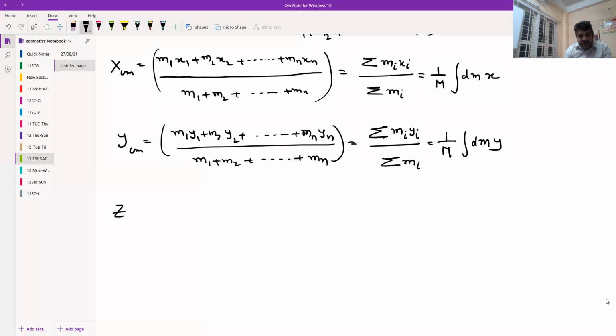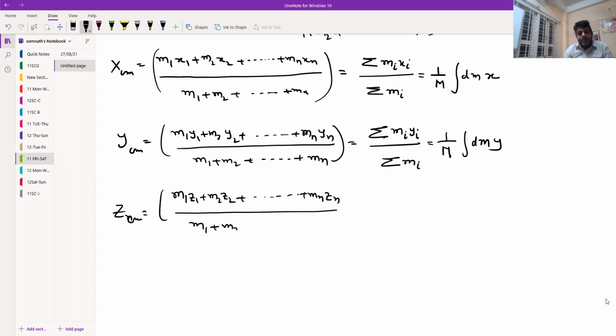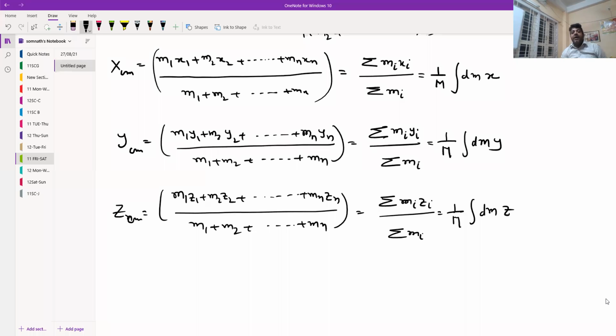Similarly, if you want to write the z center of mass, so we can write m1 z1, m2 z2, dot dot dot, mn zn by m1 plus m2, dot dot dot, mn, that is summation mi zi by summation mi, that is 1 by total mass integration of dm z. Clear? And you can segregate them with respect to x-axis, y-axis, and z-axis.